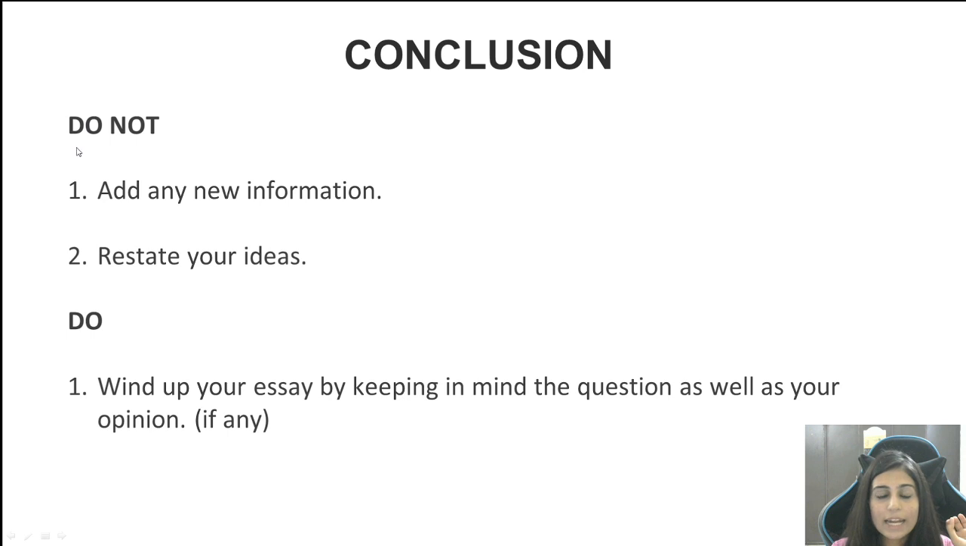Do not restate your ideas. Whatever you have written in your body paragraphs, you have already written that. Khatam kahani. You don't have to keep repeating yourself. Your reader or the examiner who's going through your essay has already read your body paragraphs. Now again, if in your conclusion you keep saying the same things again and again, they will get bored. Number one. Number two, you'll end up repeating yourself. Number three, you'll end up repeating the vocabulary. So that will be detrimental for your lexical resource parameter. So do not do that.